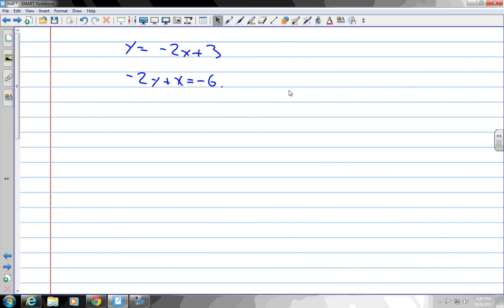Okay, so this quiz, just by looking at this first equation, what is the slope and what is the y-intercept? And which one is which? Okay, so the y-intercept is 3 and the slope is -2. Very good. What about the next one?